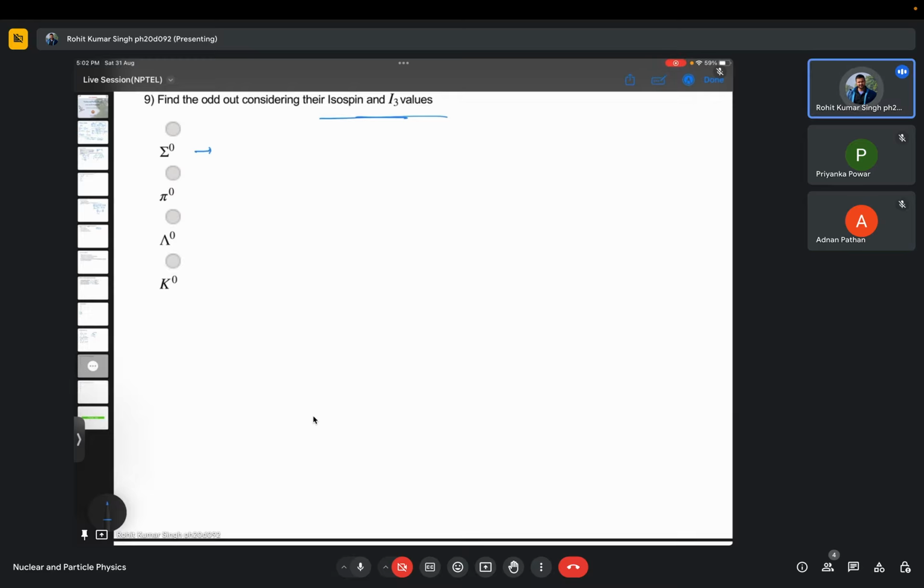So let's write the isospin. Here I is 1, I3 is 0. Here also I is 1, I3 is 0. For lambda 0, I think I is 0, right? Lambda is a singlet. Yes, sir. I3 is also 0. And for kaon, we have I is plus half, and the third component is plus half, right? So for me, I think this one is odd.